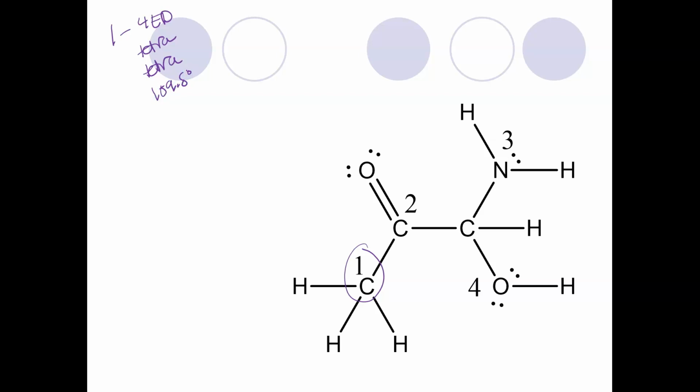Why don't you take a second, hit pause on this, decide what you think for number 2, number 3, and number 4, what their number of electron domains, their electron domain geometry, their molecular shape, and their bond angle. So hit pause, try those, and when you're finished, hit play again, and then we'll check our answers.